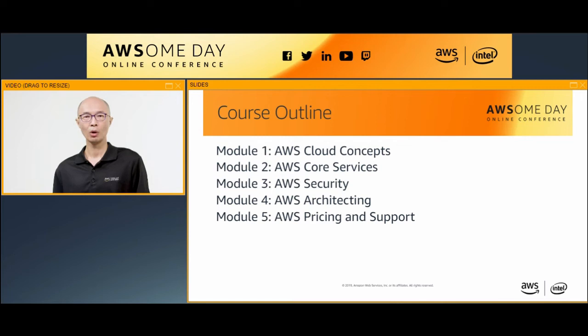In Module 4, we will introduce the AWS well-architected framework, which serves as a guide how to go about designing your environment on the AWS platform in secure, scalable, highly available, and cost-effective manner. Lastly, in Module 5, we will cover AWS pricing and support.